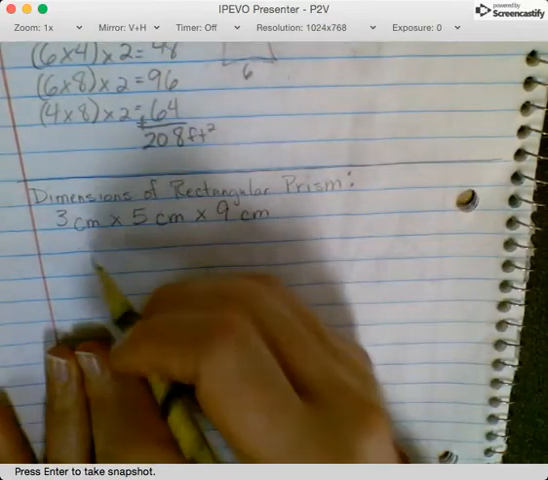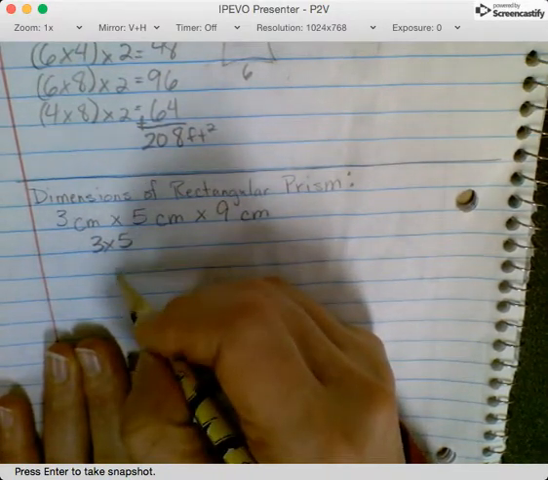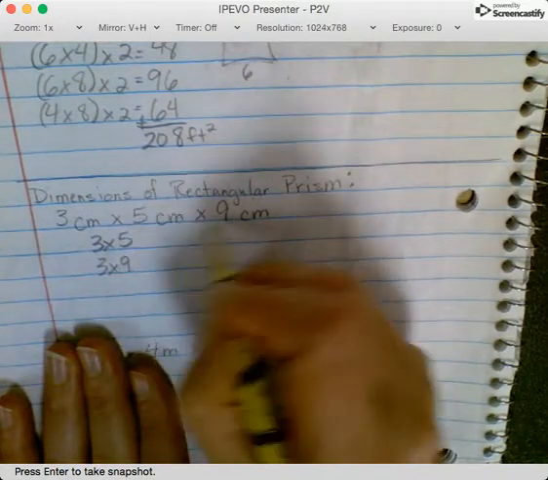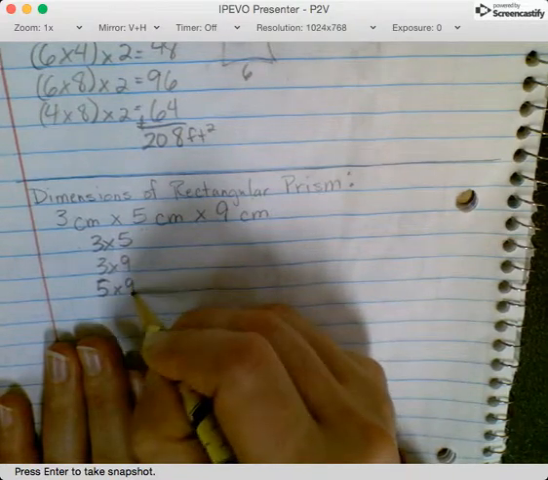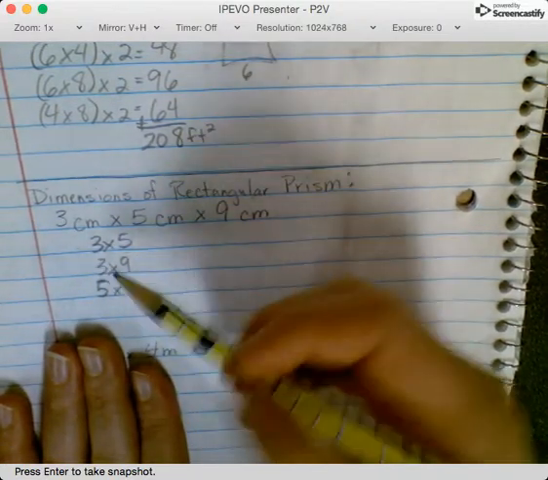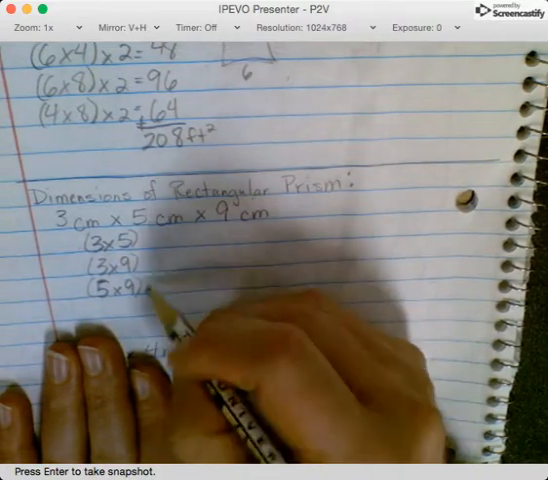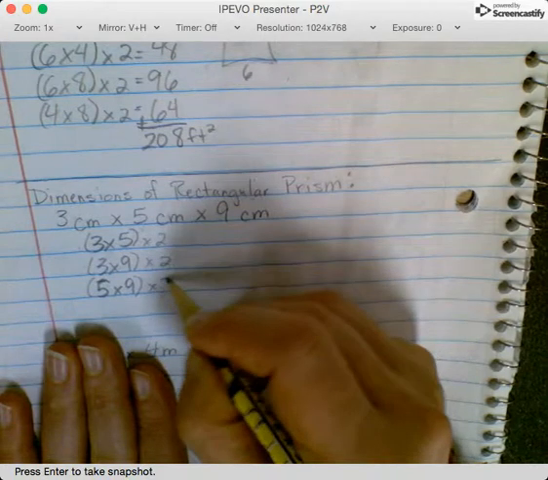So my 3 and my 5. One side is going to be 3 by 5. One is going to be 3 by 9. And then I have 5 and 9 that I have not multiplied. And remember, there's 2 of each thing. So all I would have to do is take each of those times 2.